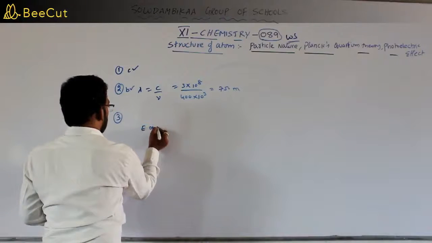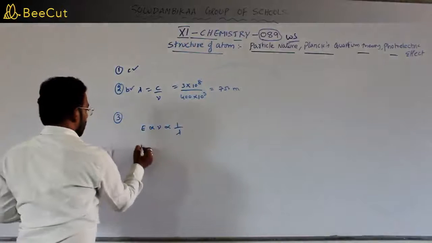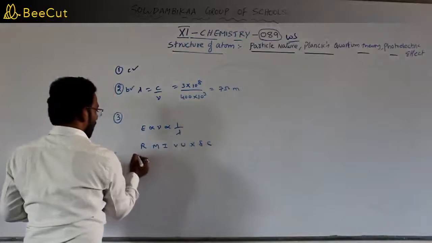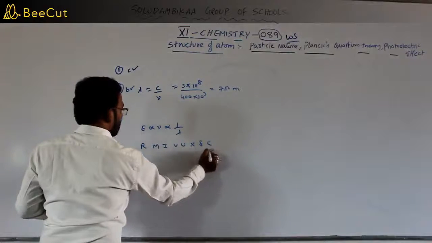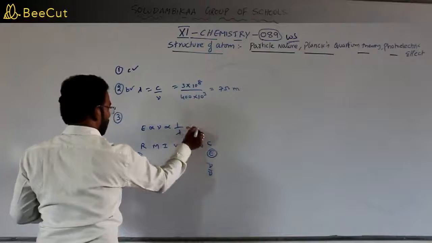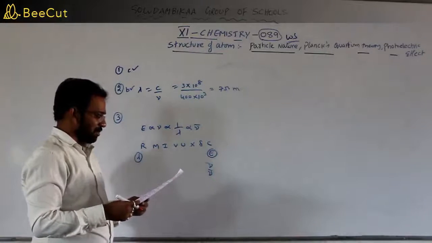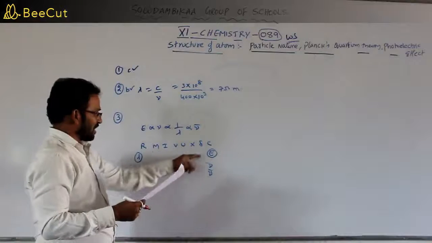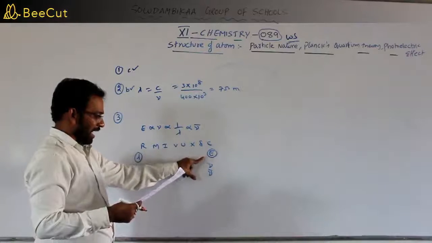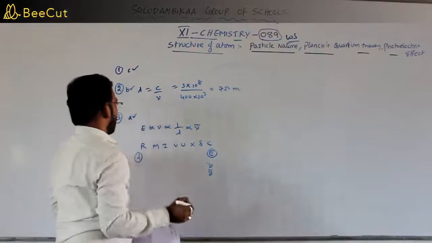Energy is directly proportional to frequency, inversely proportional to lambda. We know the order: radio waves, microwaves, infrared, visible, UV, X-rays, gamma rays, cosmic rays. Here lambda is maximum, here energy is maximum, and frequency and wave number are also maximum. They asked for the maximum frequency. Greater frequency means greater energy and greater wave number. So X-rays will be the answer. So option A is correct.